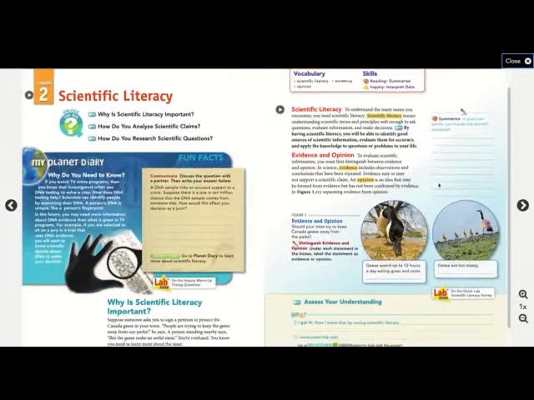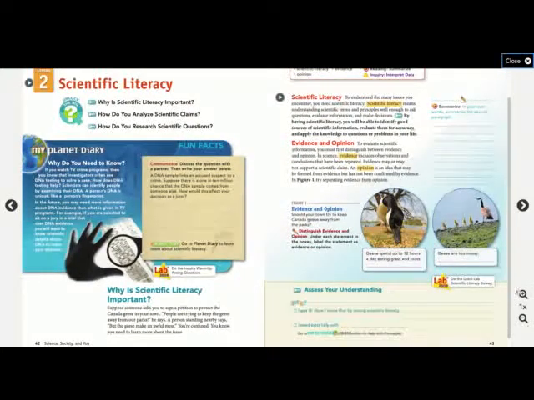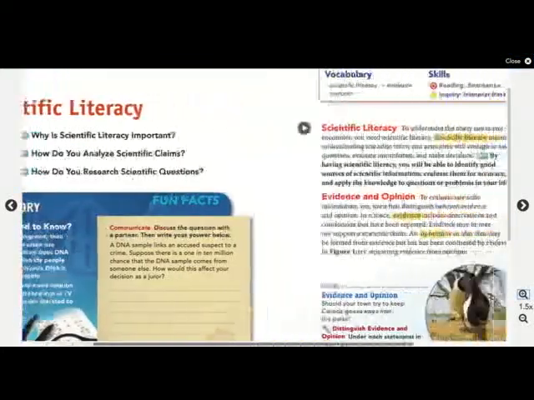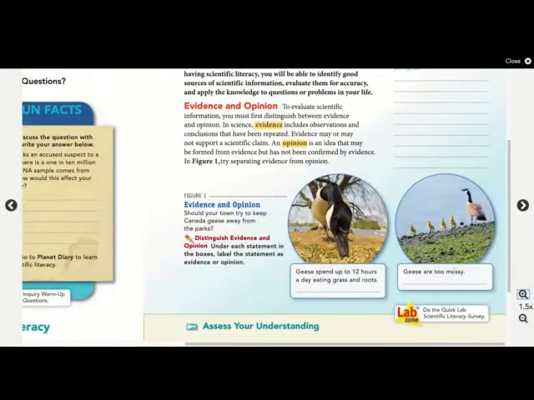So let's take a look at Figure 1. I'm going to zoom in so we can see it a little bit better. And here we go. Figure 1. It says evidence and opinion. Should your town try to keep Canada geese away from the parks? Distinguish evidence and opinion. Under each statement in the boxes, label the statement as evidence or opinion.